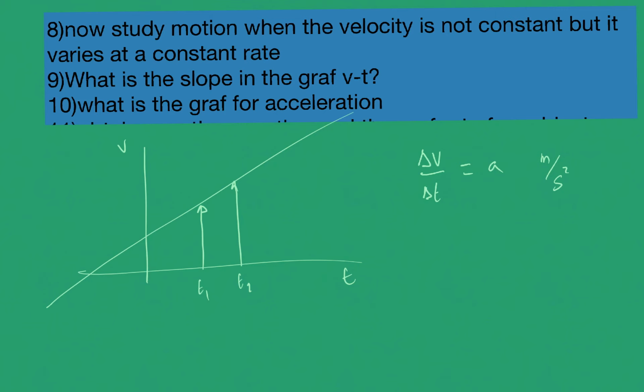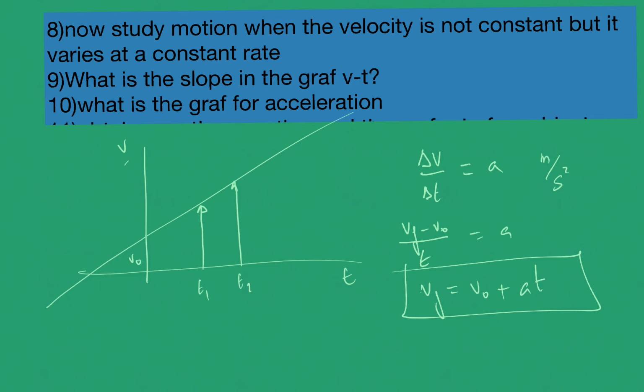So from this equation I have (v final minus v initial) divided by (t final minus t initial). I put t initial equals 0, equal to a. From this I have that v final, the equation of the rectilinear line for the variables v and t, is this equation, where v0 is the initial velocity at time t equals 0. Perfect. Now that we have the equation of a rectilinear line, we know that the slope is the acceleration in the graph v of t.